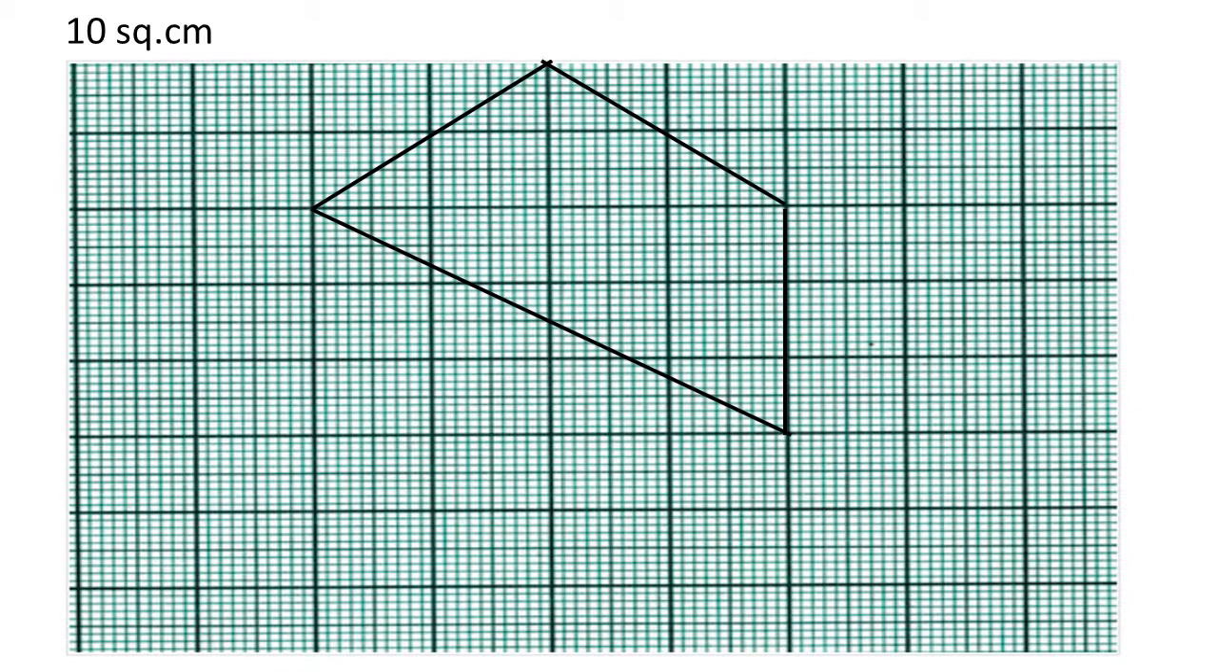Here we have to count the number of squares, full squares, first of all. Ignore 1 by 4, and if it is 3 by 4, then consider it as half. So if you do this, then you will get area as 10 square centimeter. So area is 10 square centimeter of this figure.